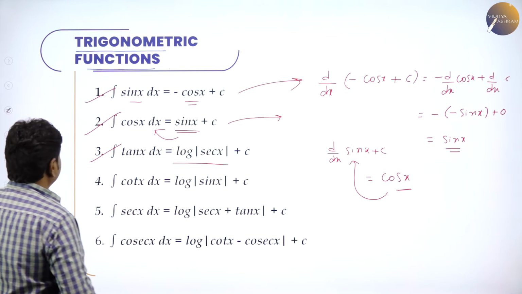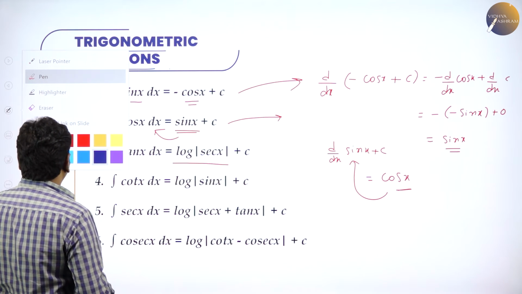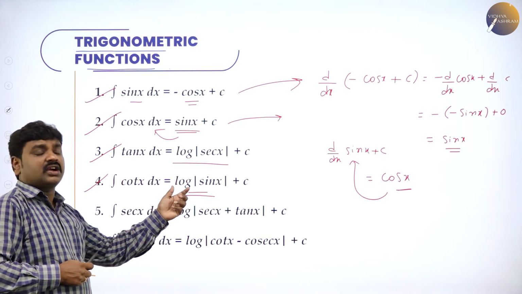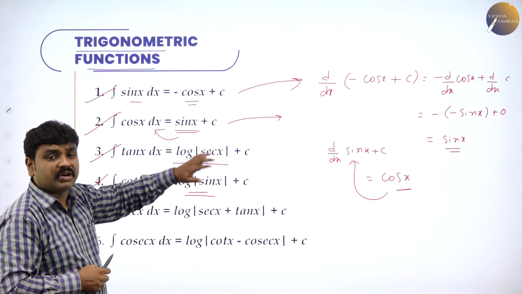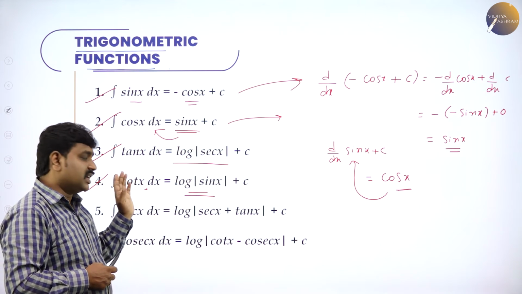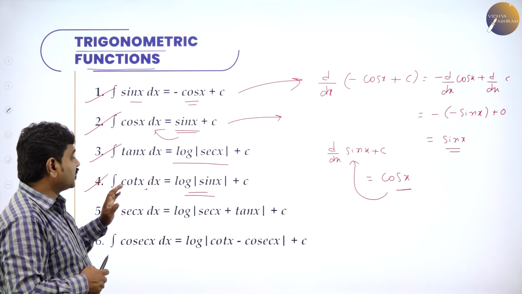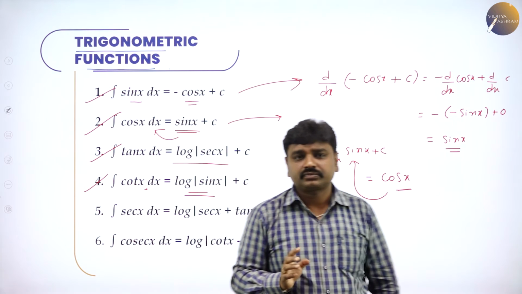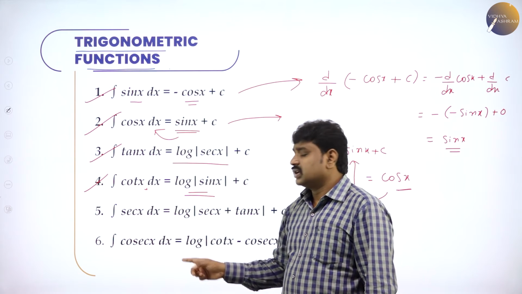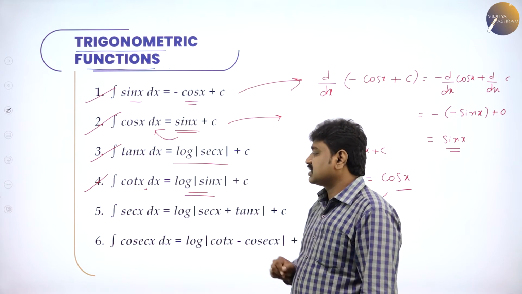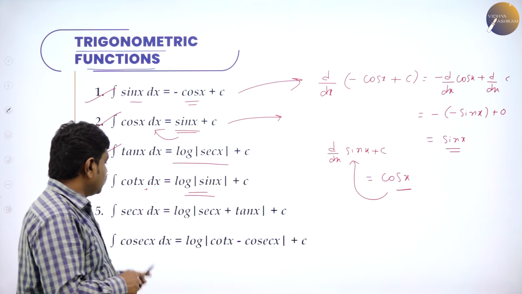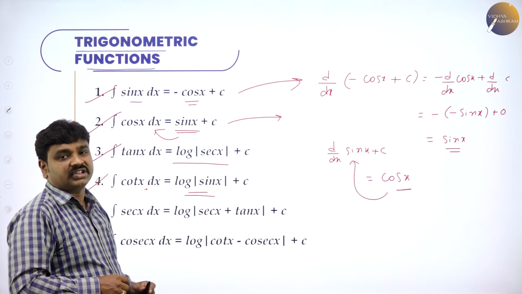So in the list, integration of cot x is done now. What is integration of cot x, my dear students? Log of mod sin x. When you differentiate log of mod sin x, the LHS comes. Therefore, remember the cot x formula. What is cot x? Log of mod sin x. Then secant x: log of mod secant x plus tan x. Cosecant x: log of mod cot x minus cosecant x.